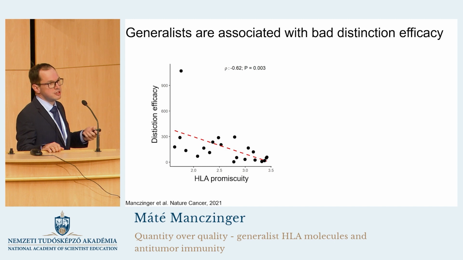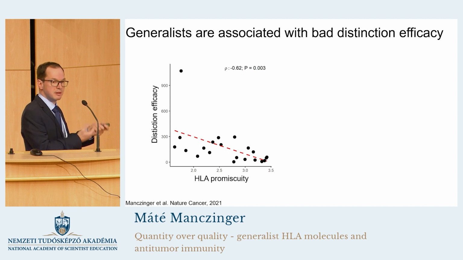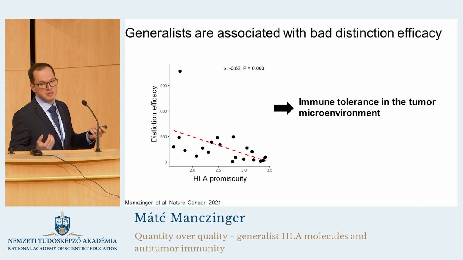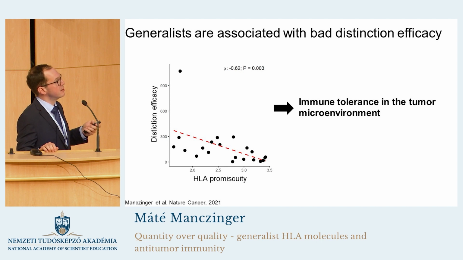Additionally, if this is the case, we would expect that in those tumor samples where generalist HLA allele molecules are present, there are signs of immunological tolerance. By typing the immune cells, we are able to define whether there is immunological tolerance or a severe inflammation inside the cancer sample. And it was exactly what we found. In those individuals who carried generalist molecules, their cancers were associated with immune tolerance in the tumor microenvironment.